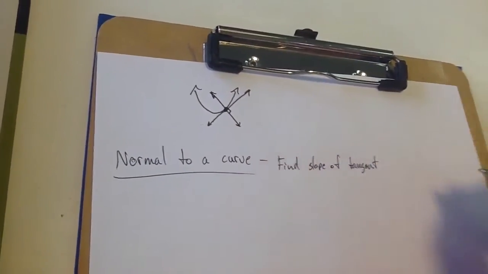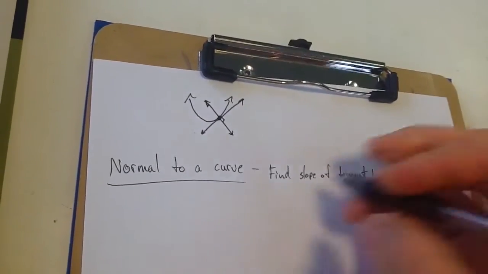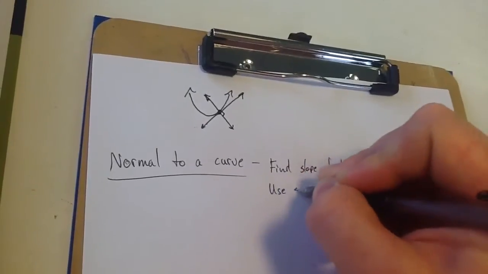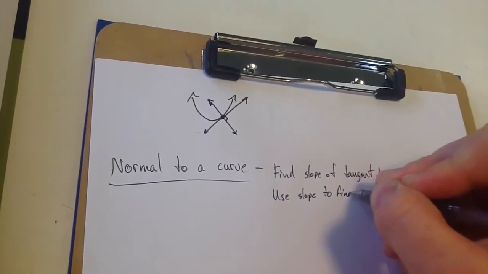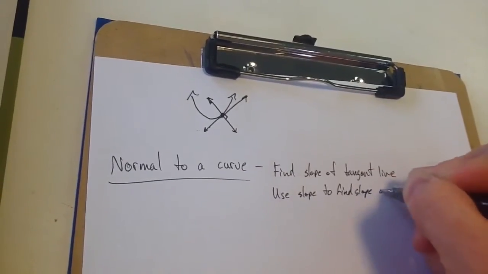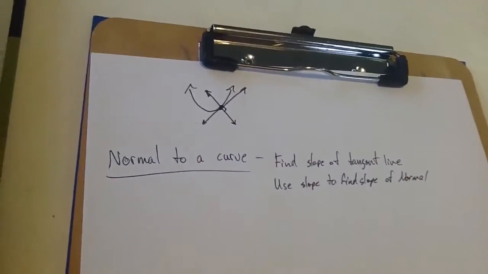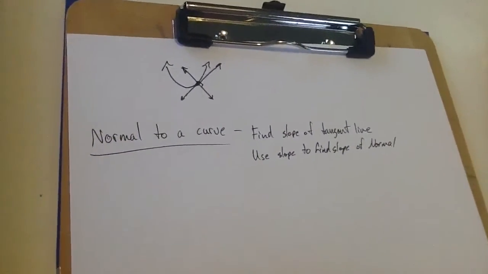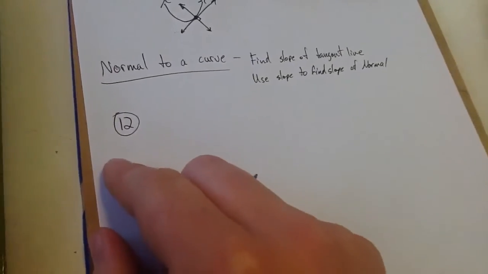And then they're perpendicular, right? So you just use the slope to find the slope of your normal. And then you use that point to plug it in. So let's go back to number 12. This was from the homework.